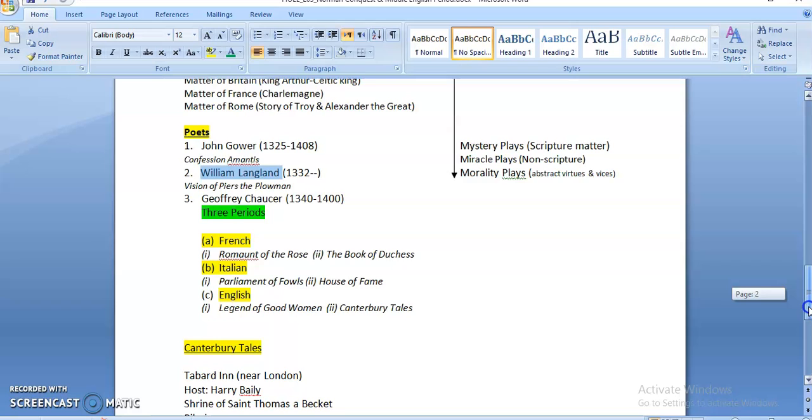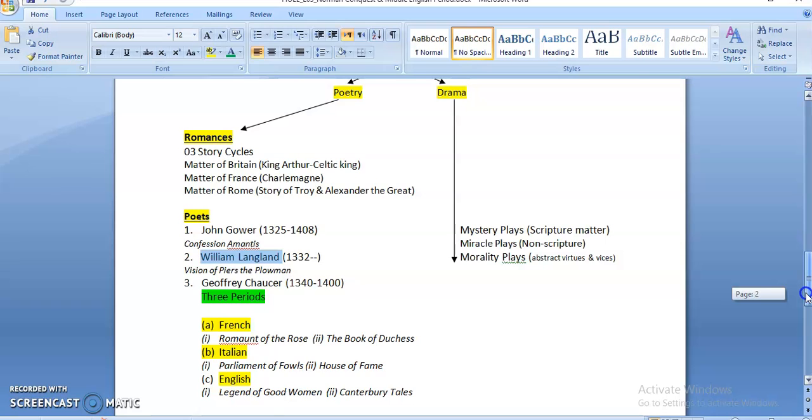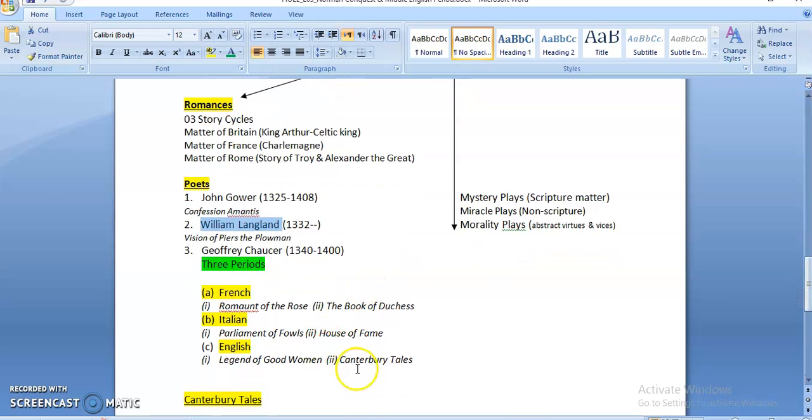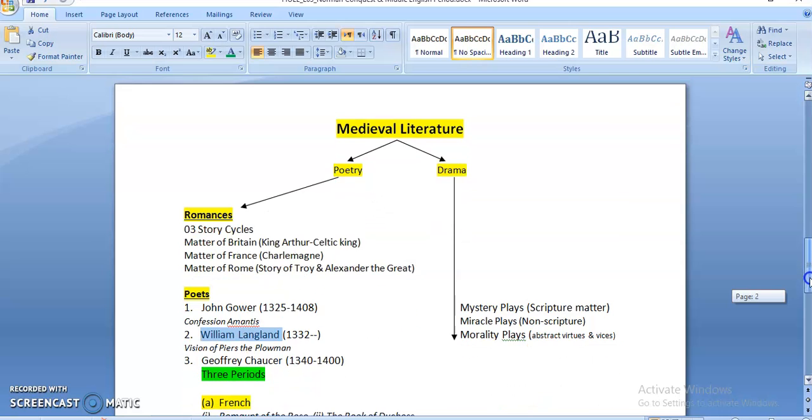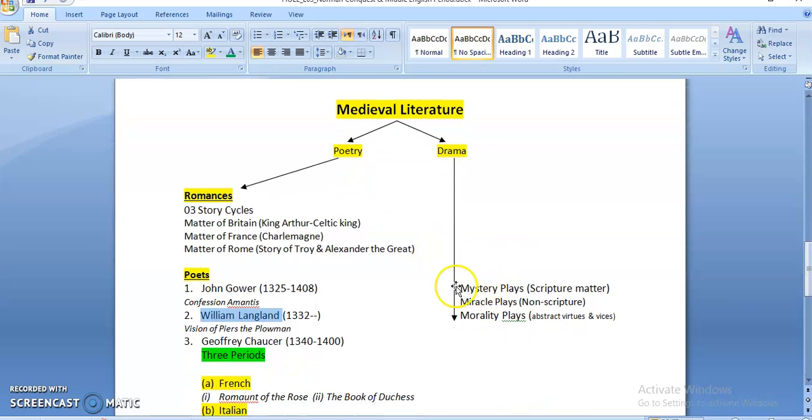Before I move into Canterbury Tales, let me cover another piece of literature during the Middle Ages, that is drama. Drama had three categories: mystery plays, miracle plays, morality plays. There is a long history of drama, because initially drama was in the hands of clergy. It started from church services.